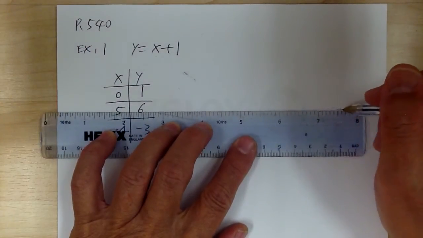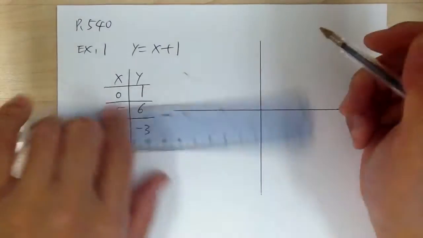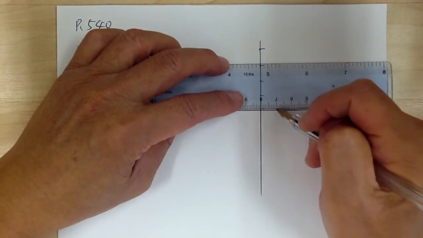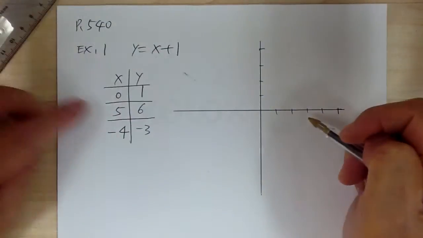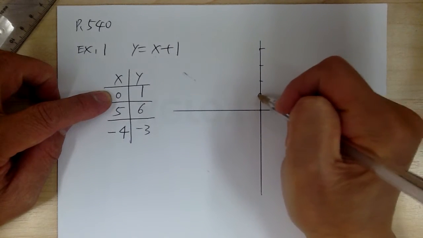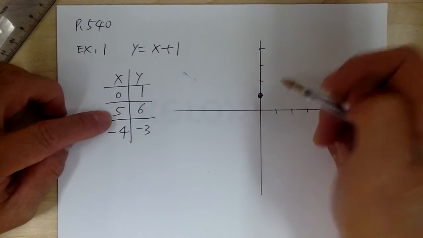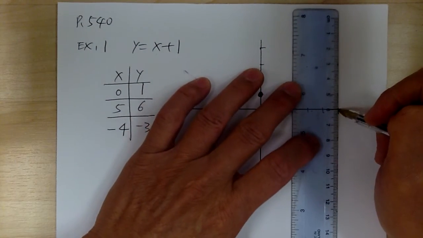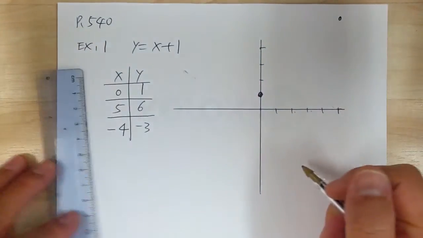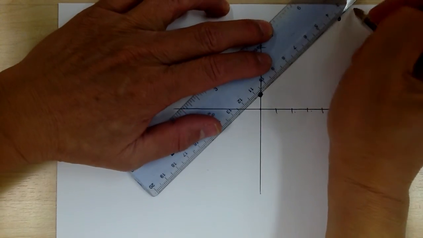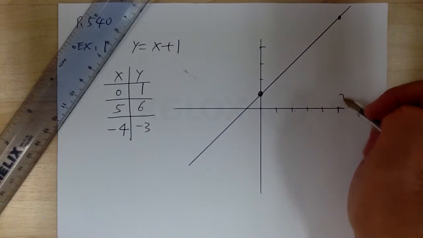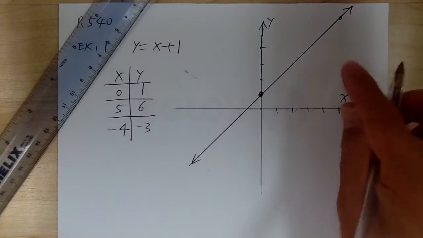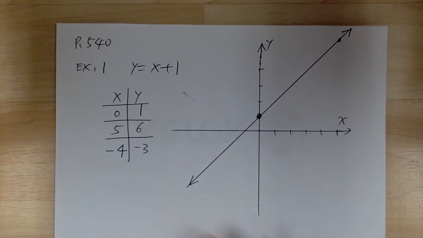So when you graph, the first point is 0, 1, that's this over here. Next point is 5, 6, so it's right over here. And then all you do is connect the 2 dots, and that's your graph. But make sure you label your x-axis, label your y-axis, and put the arrows on the line, and that's your graph.